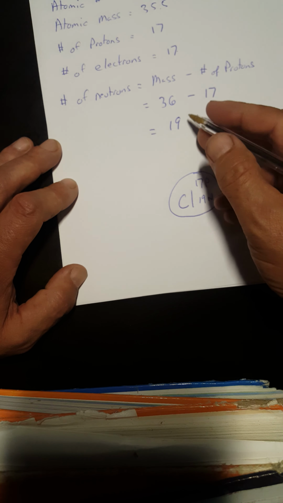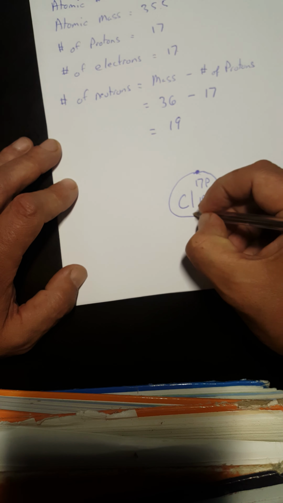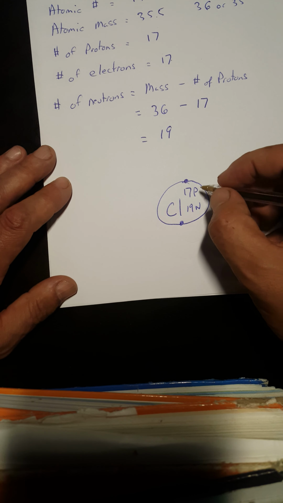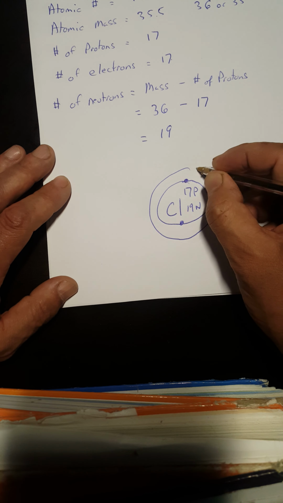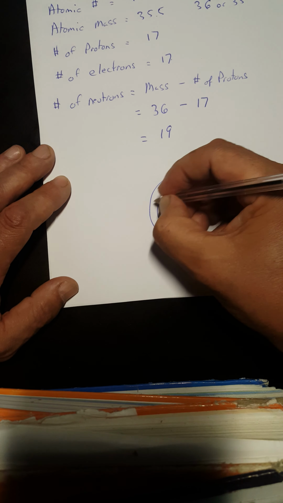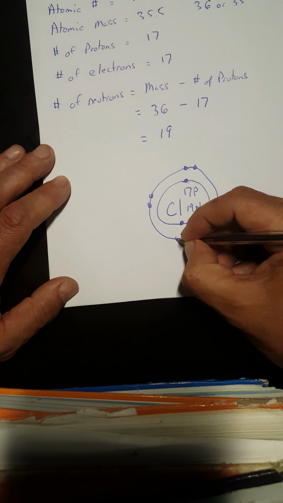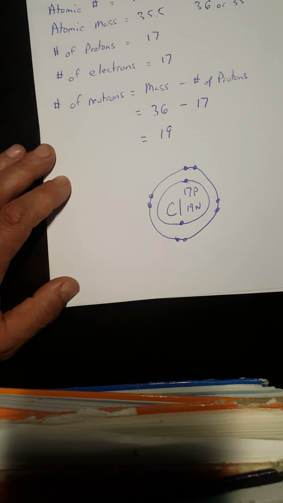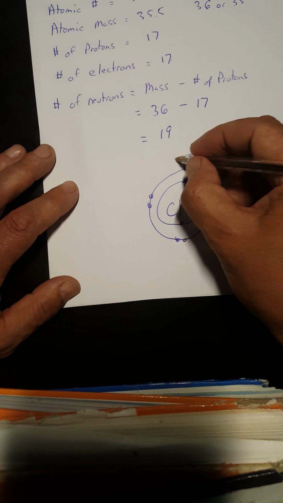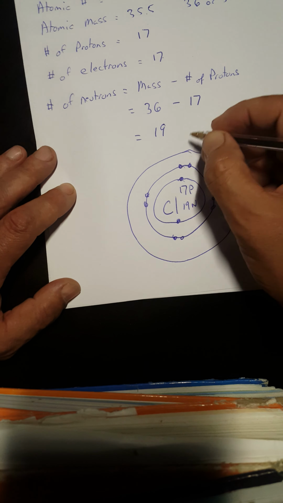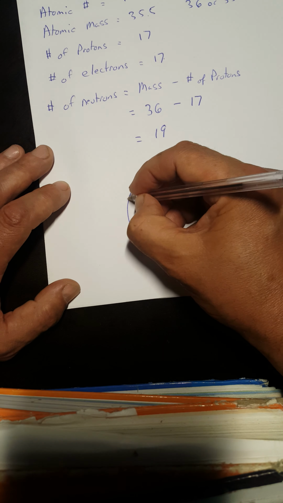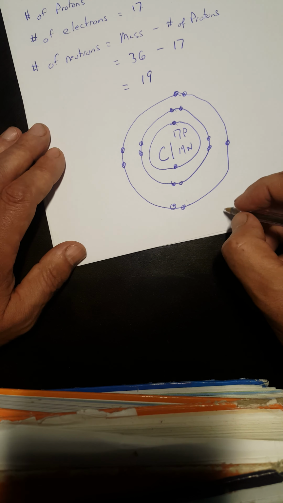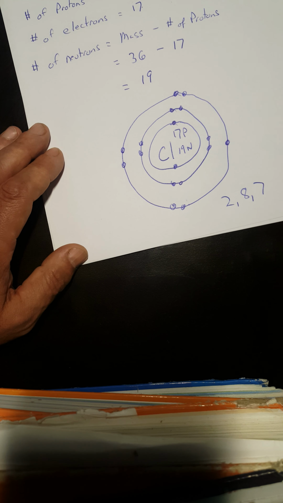Now we have 17 electrons to place, definitely more than 2, so 2 goes in the first ring. 17 minus 2 is 15. 15 is greater than 8, so we're going to put 8 in the second one. I like to pair them up like so, just so it's easier to see that there's 8. 2 plus 8 is 10, so 17 minus 10 is 7. So this last ring will have 7 electrons, for a configuration of 2, 8, 7.